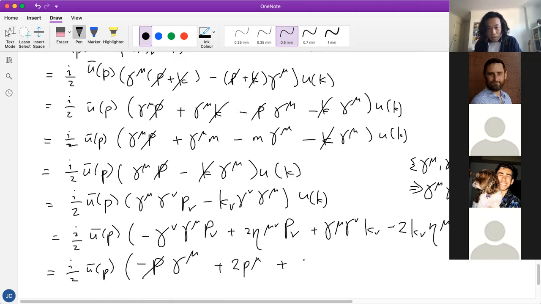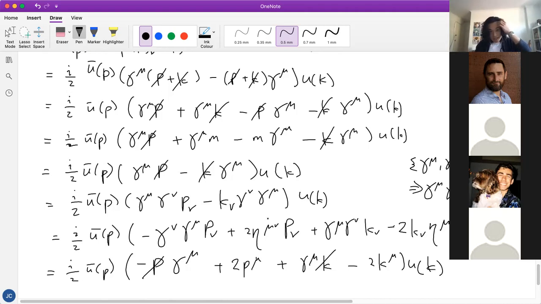And then plus gamma mu, and then K slash. The K slash is on the right-hand side of this gamma mu. And then minus 2 K mu, U of K. Okay, so why do we do all this?